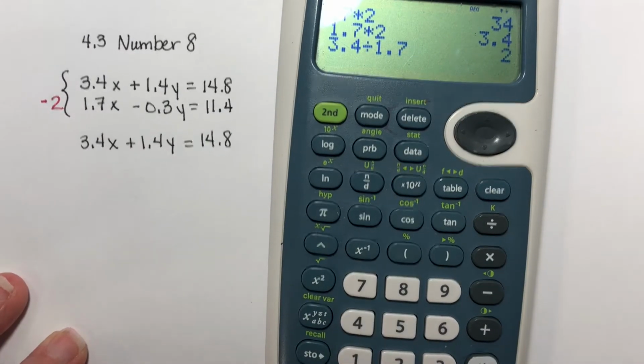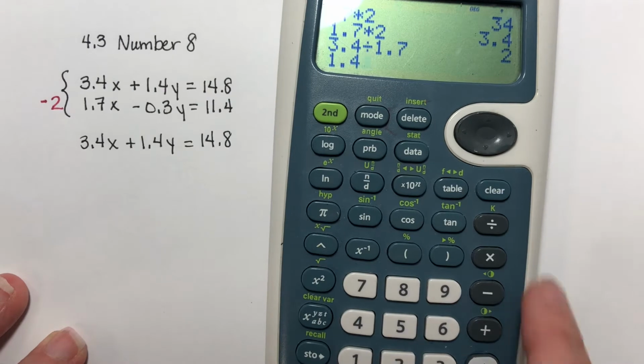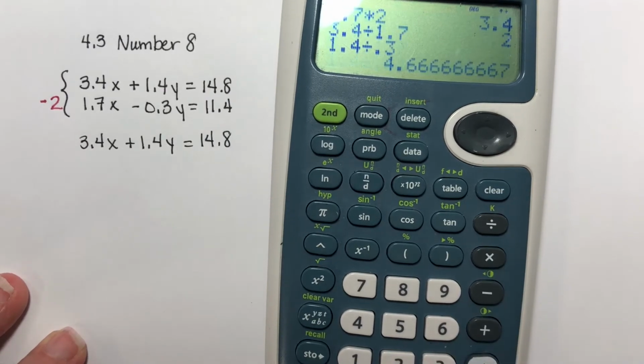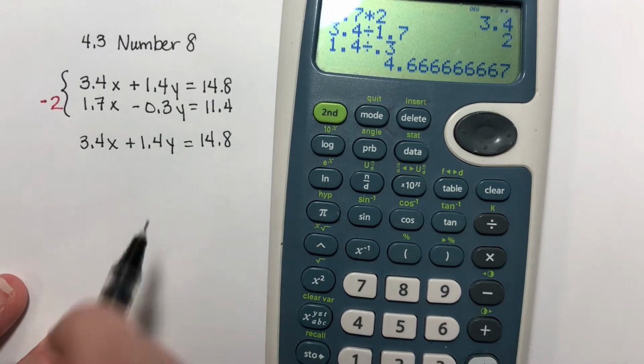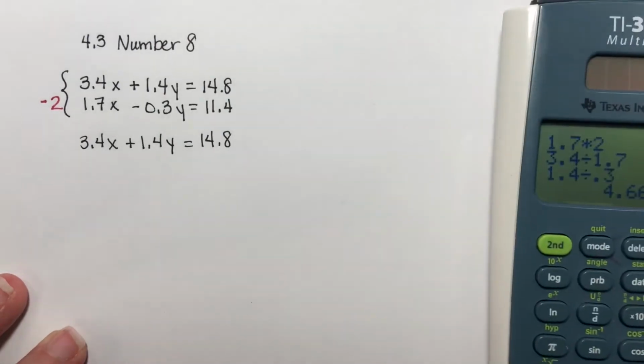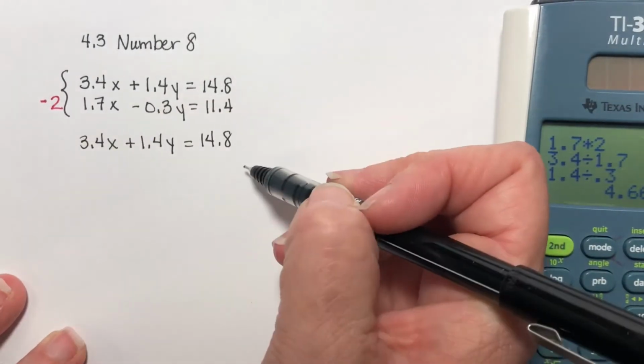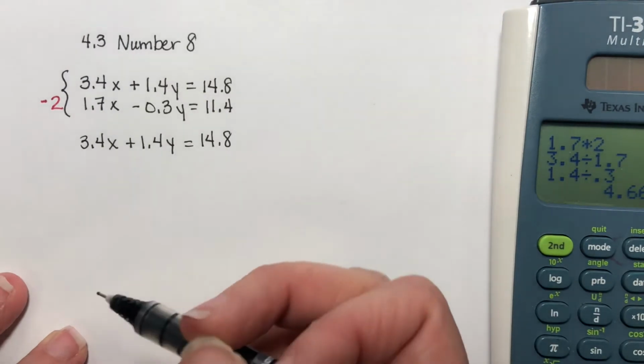And by the way, if you don't see this and you're just not sure, take 3.4, divide it by 1.7, and see if you get something nice. And if you do, that tells you what you need to do. If I did 1.4 and divided that by 0.3, I don't get something nice. So that's why I didn't choose that one.